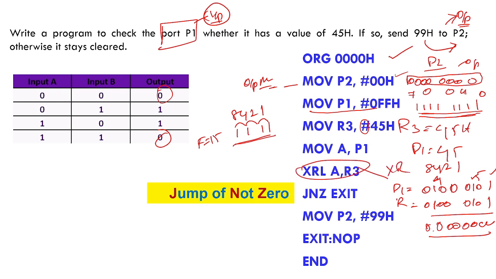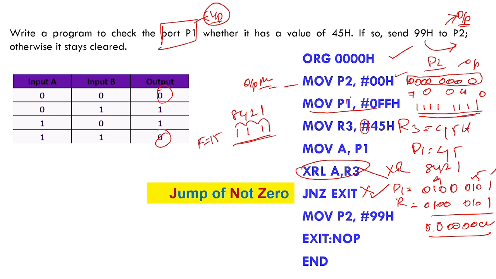So we'll get 00. So what is the next condition? Jump if not 0, right? So you get a 00. Jump if not 0. When do we need to jump? If there is no 0. So you have a 0, then you need not jump. So this instruction will not execute, it will skip and go to the next instruction. So 99 will be sent to P2, that is we are writing.